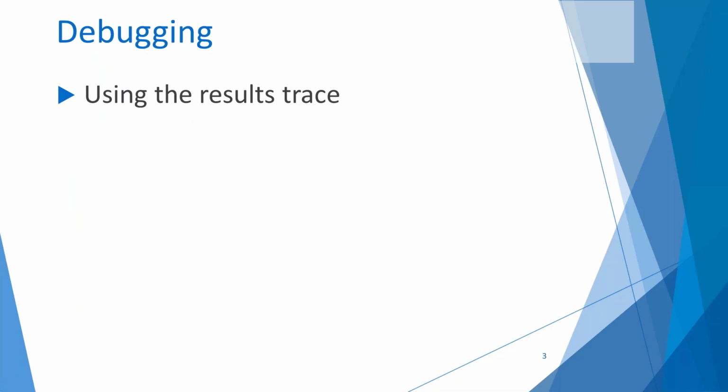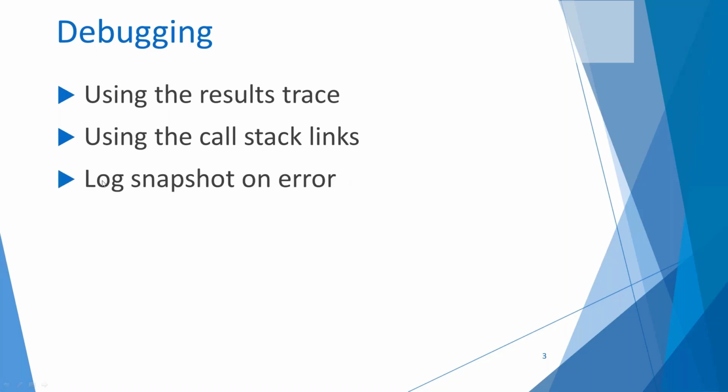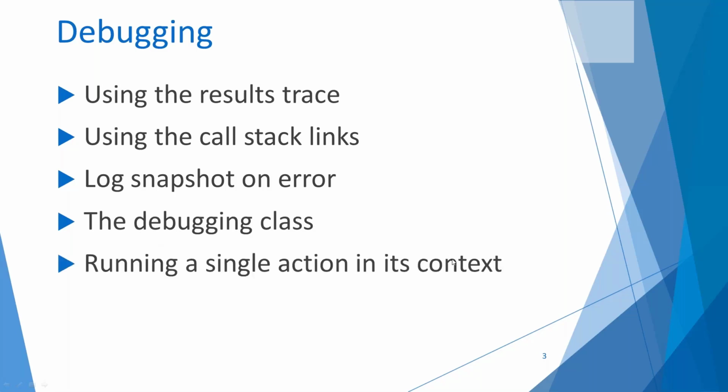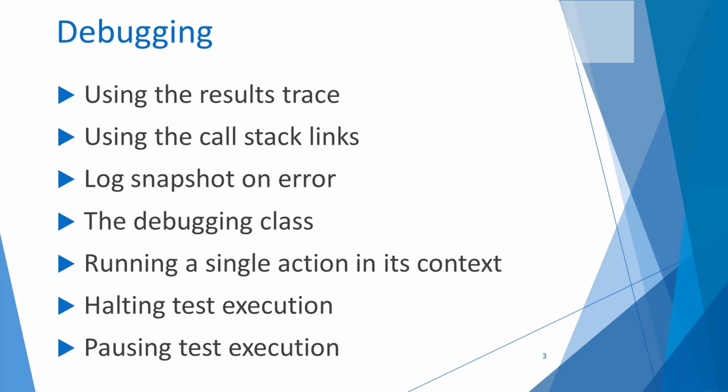So let's talk a little bit about debugging. As I go through this topic of debugging, I'm going to talk about the trace, the results trace. I'll talk about the call stack. I'll talk about how you can use snapshots in your results in order to help you debug. I'm going to talk about the debugging class, which maybe some of you don't know anything about. I'll talk about running a single action in its context, halting, pausing test execution. And for a couple of the topics, I'm going to show you the temporary way that we do it now, and then give you the new way you're going to be able to do it.